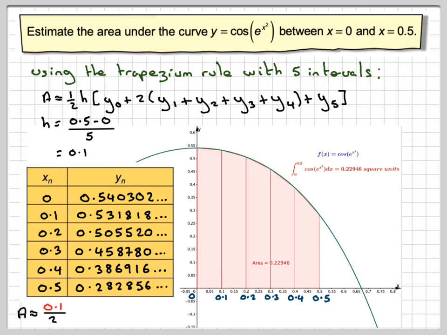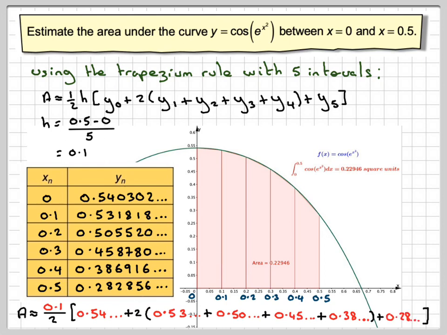Okay, so the area will be 0.1 divided by 2. 0.1 is h, and we have to divide that by 2, times y0, and then 2 times all these ones here in the middle. And then we just add the last term in. Now, if you do that, using the values in the table, you will get 0.2294613, which to 5 decimal places will be 0.22946. You're normally told the number of decimal places to round to in a question.